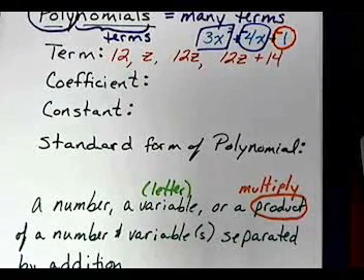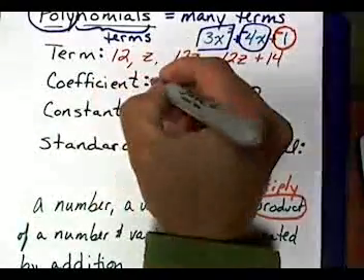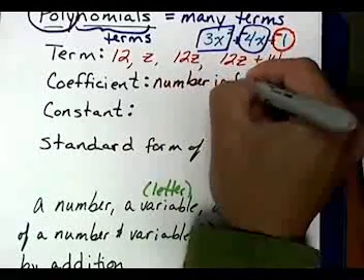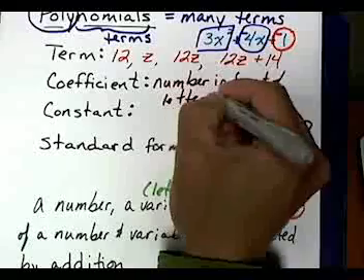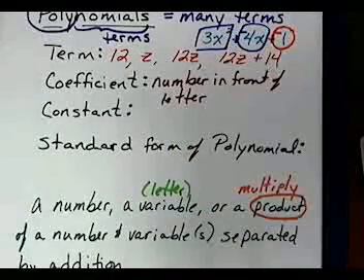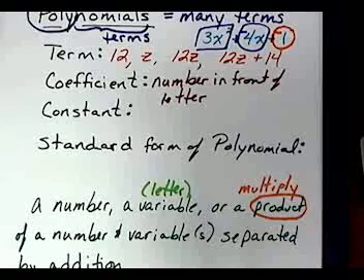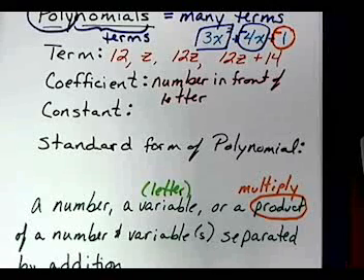Coefficient. That's just a big way of saying the number in front of the letter. So in that expression that we just did, the 3x squared minus 4x minus 1, the 3 is the coefficient on the x squared. The negative 4 is the coefficient on the x.